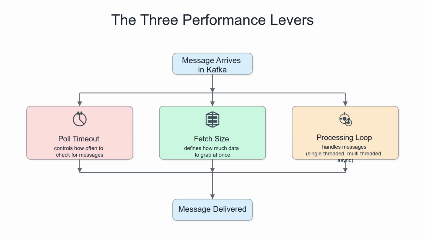Finally, the processing loop itself. This is the engine that determines how fast you handle each message once it's received. While a single-threaded loop is simple, for high-performance needs, you might consider multi-threaded or, ideally, asynchronous processing. Asynchronous processing prevents slow downstream operations, like making an API call to send a push notification, from blocking other messages in your consumer loop. This allows your consumer to continue fetching and processing new messages while previous ones are still being delivered. Mastering these three levers is fundamental to achieving high-speed message delivery.